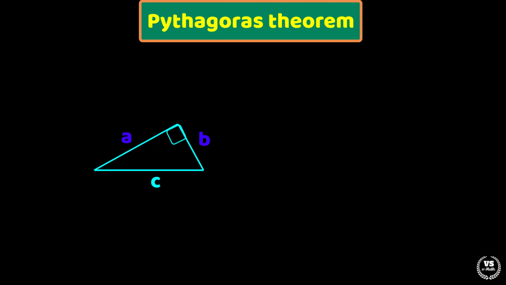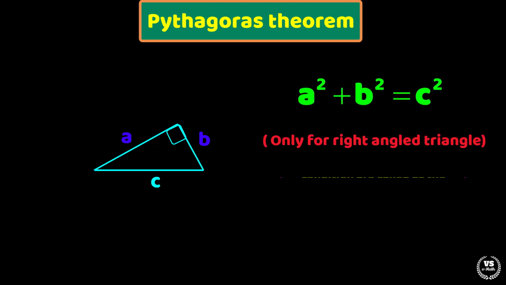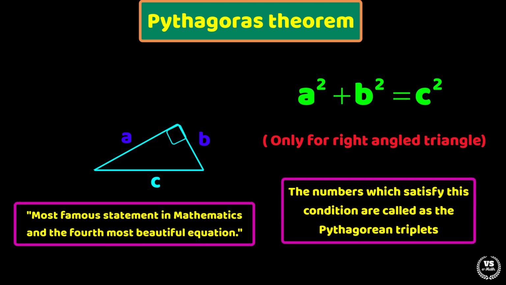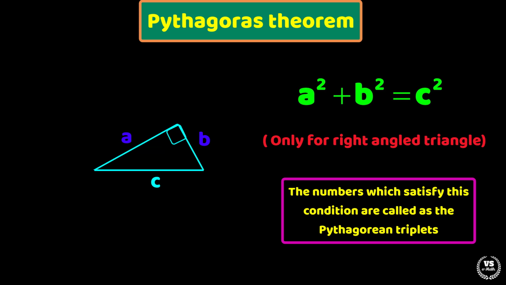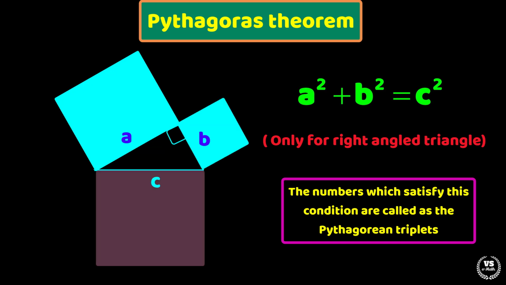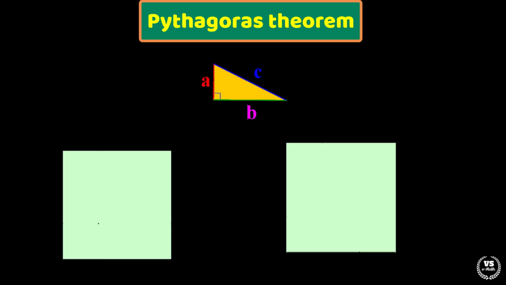In short, it's written as a square plus b square equal to c square. Here, we should not view this as an algebraic equation because Pythagoras did not view it in that way. He viewed it as a geometric statement about areas. With the rise of modern algebra, it has assumed its algebraic form. This is how Pythagoras proved this theorem.